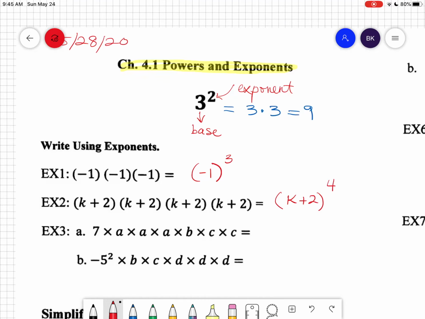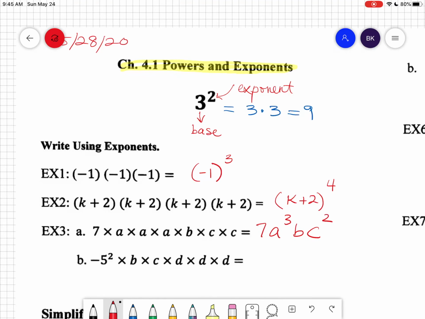Okay, moving on to the next example. I'm asking you to rewrite this expression using exponential notation or exponents. So 7 has no one to be multiplied with, so I'm just going to write 7. But if you had another number, you could have multiplied them together. A I see 3 times, so it's going to be a to the third. B I see once, and C I see 2 times, so C squared.